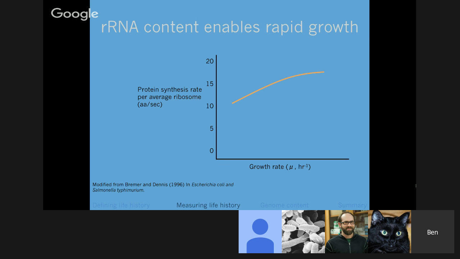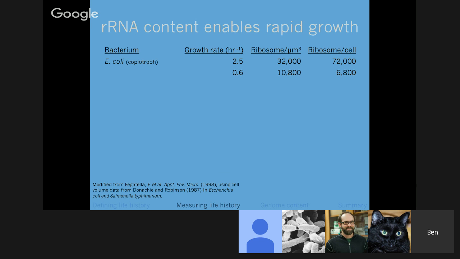And you can show this numerically for E. coli. So if you have E. coli growing in unconstrained balanced growth at a doubling time of 0.6 per hour, it has about 10,000 ribosomes per micron cubed. But if you shift that E. coli cell up to double at a much faster rate, so growing at 2.5 per hour, you get a much higher ribosome content per volume as well as per cell. So you get some of these massive increases that you see in these much larger E. coli cells that are pretty commonly observed.